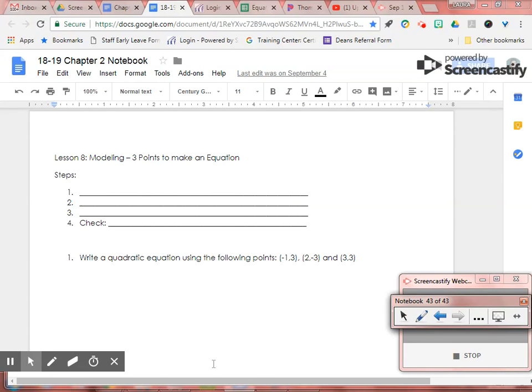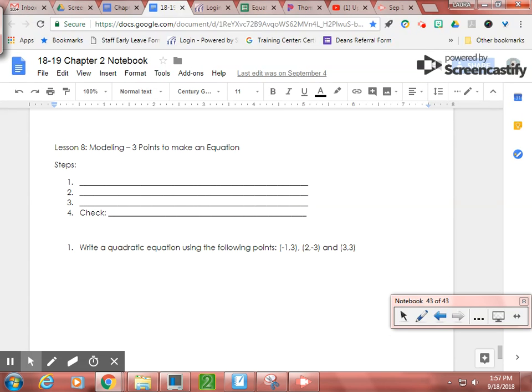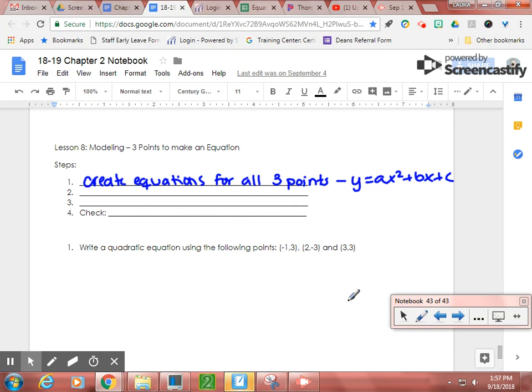Modeling is when you're creating equations based on 3 points that you're given. So this is kind of tricky, and there's definitely steps to it. Create original equations. So we're going to create equations for all 3 points. And then remember that what you want is y equals ax squared plus bx plus c. That's your standard form equation. Then we want to solve systems to cancel out c.